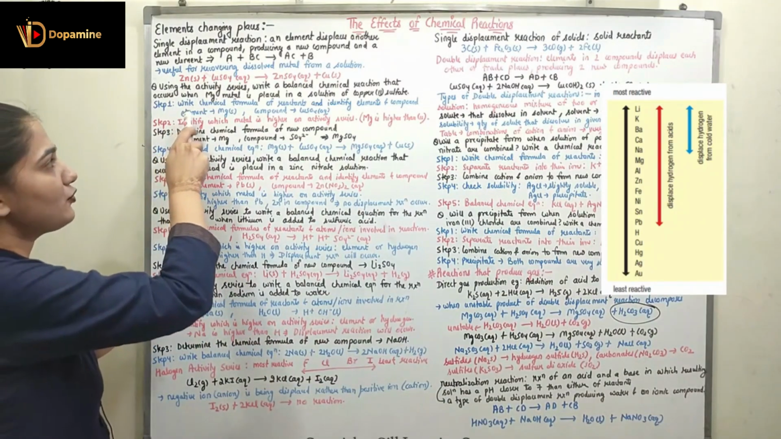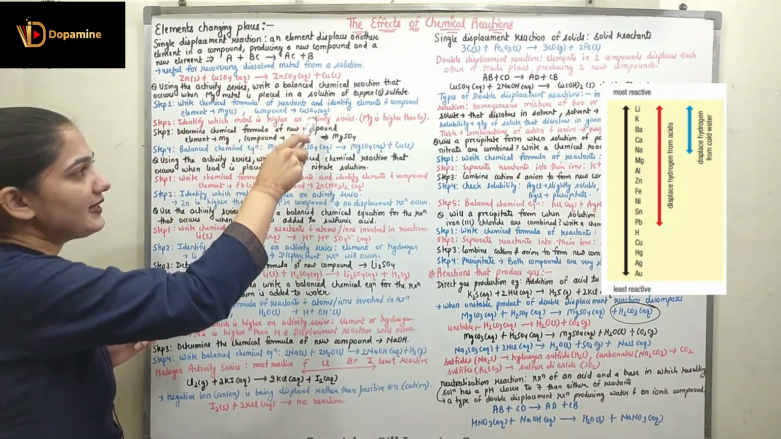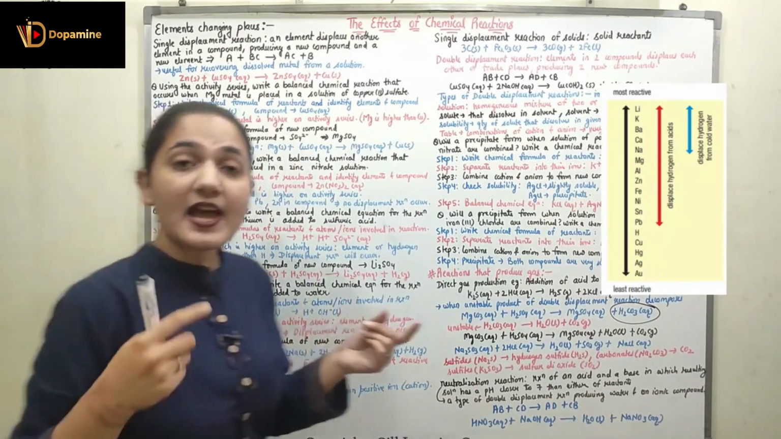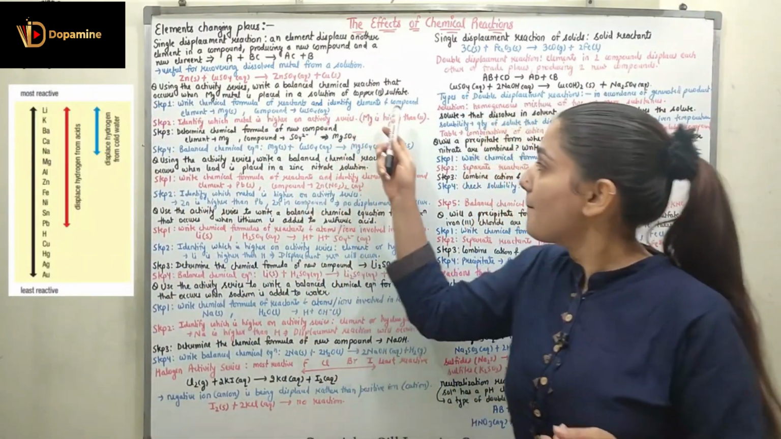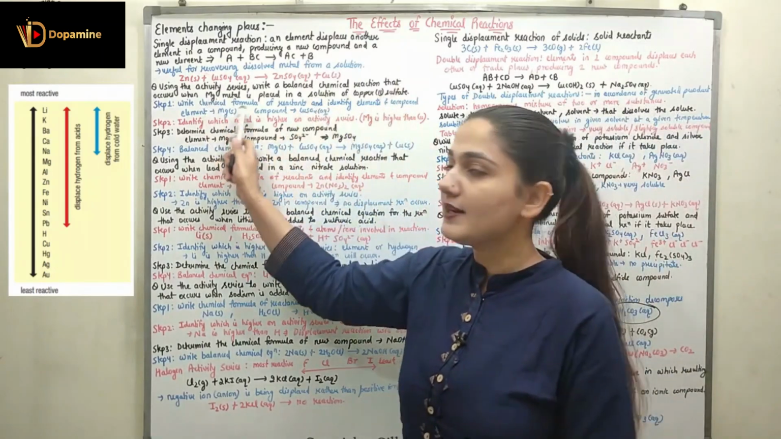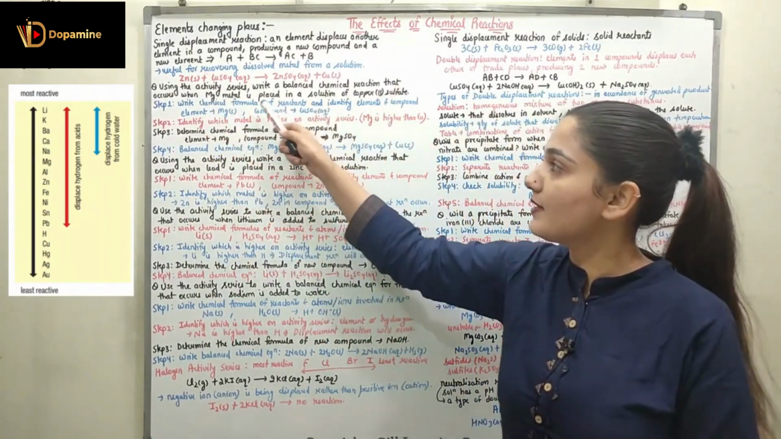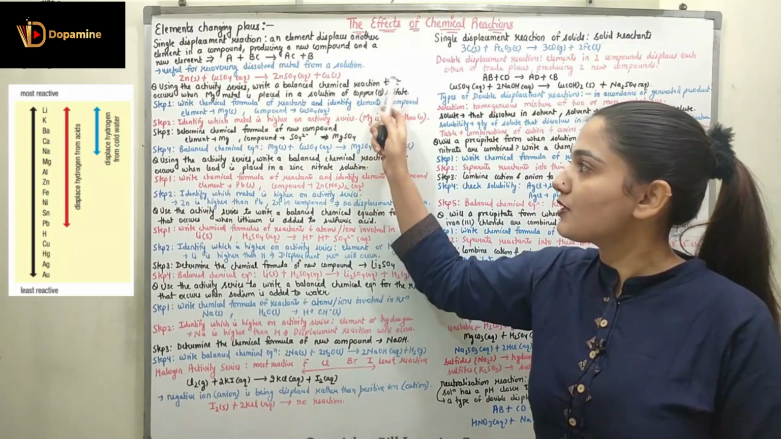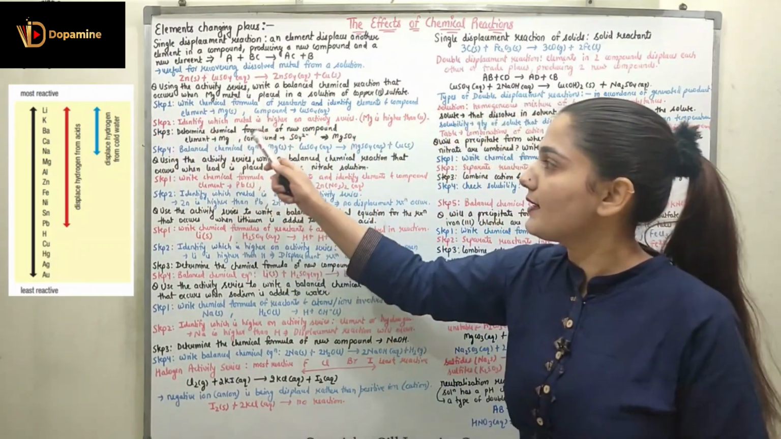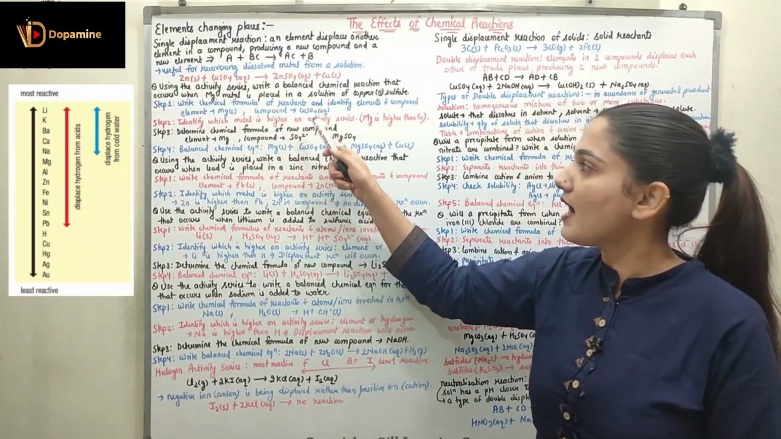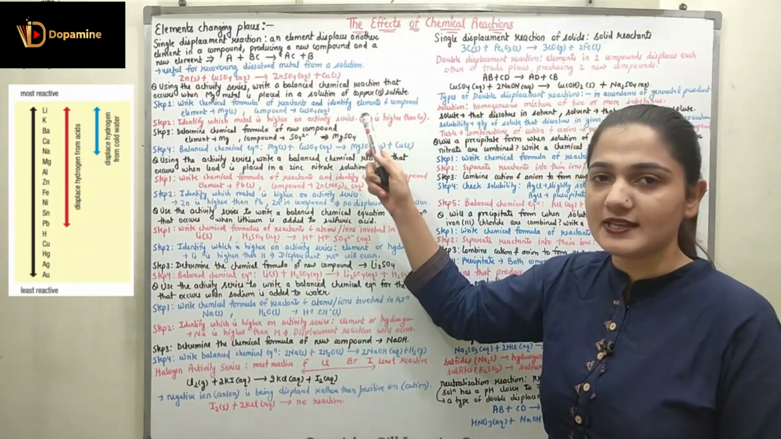In step 1 we have to write the chemical formula of the reactants, and from the reactants I have to identify which one is the element and which one is the compound, right? So the element over here is magnesium and the compound over here is copper sulfate. Copper 2 sulfate is CuSO4. In step 2 we are going to identify which metal is higher on the activity series.